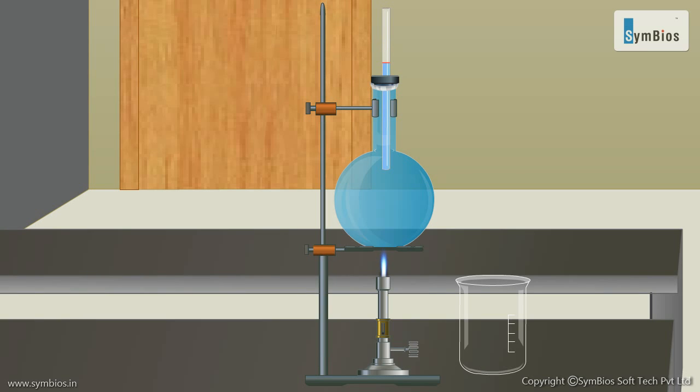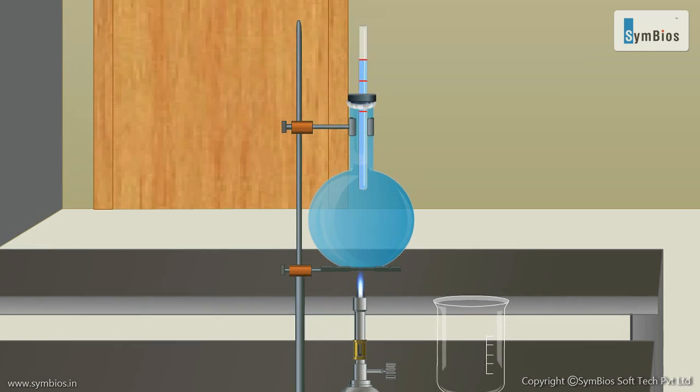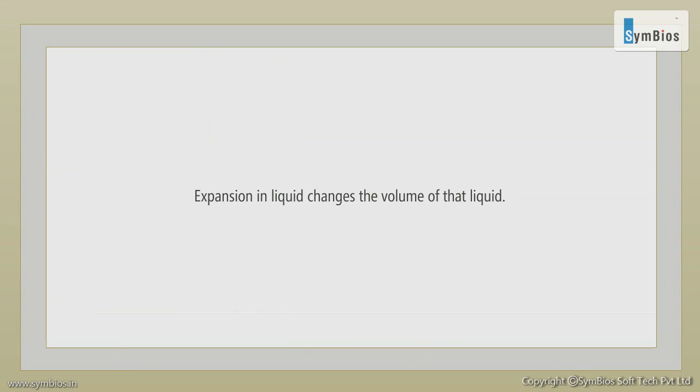On heating, the heat energy first reaches the solid flask and expands the flask. This increases the width of the flask, and this makes the water level drop down. But soon the heat energy raises the water temperature also, and water starts expanding. The water level rises and we can see the increase in volume of water. Thus, we have learnt that expansion in a liquid changes the volume of that liquid.